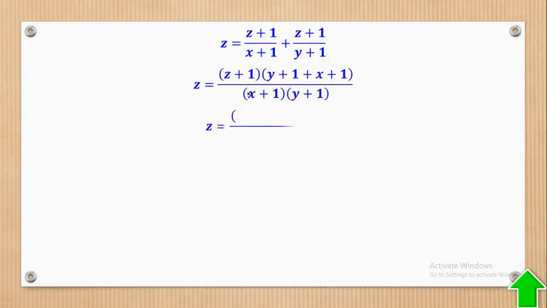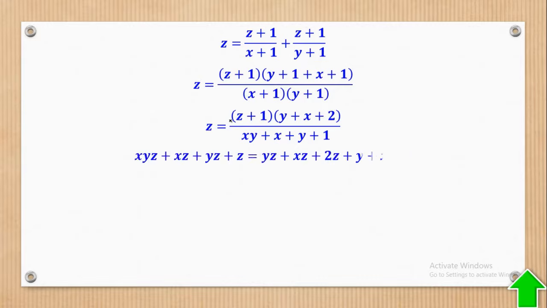So get LCM, I'll come up with that. And from here, this plus this is 2, that's why you see 2 there. And expanding this one gives me that. Then when I cross multiply, I'll come up with this line. Now from there, I'll reduce, and this one is here now. Then xz is here, and also xz is here, so that means that they cancel. Then also yz is here, and also yz is here, so they cancel.